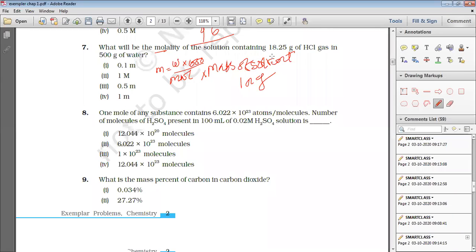So here you can see that 18.25 gram is your W. 500 gram of water is the mass of solvent in gram. Molecular weight you can find out for HCl. So for hydrogen you write 1, for Cl you write 35.5, and that is going to be 36.5. Now you can put the value and find the answer.